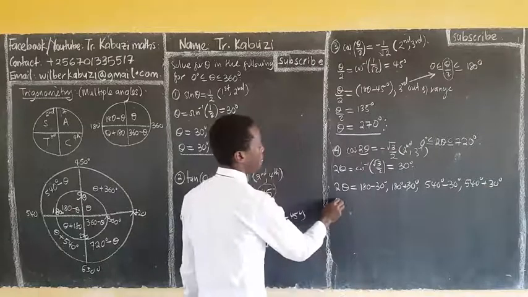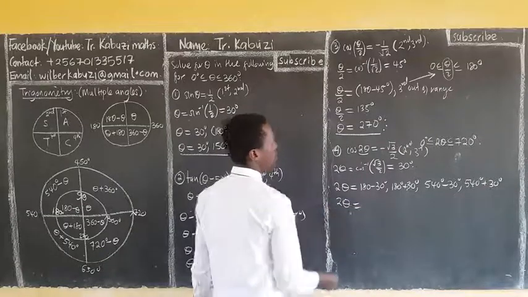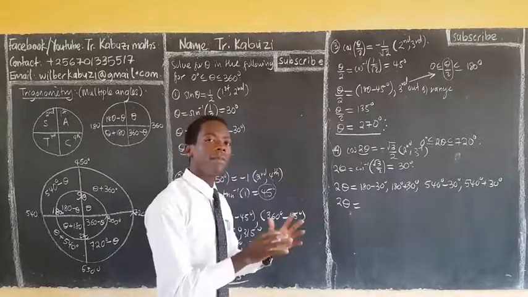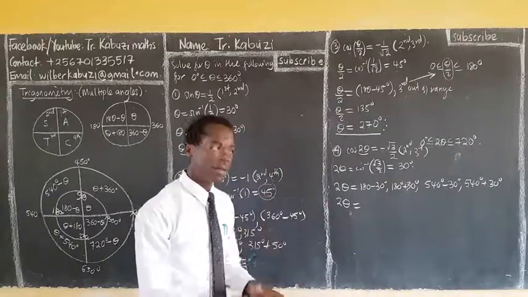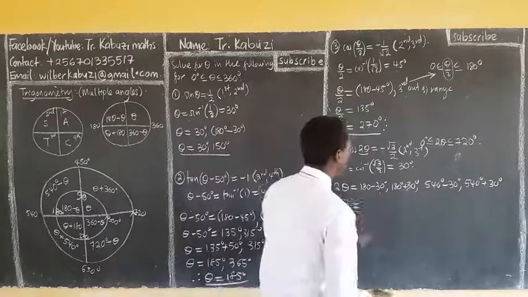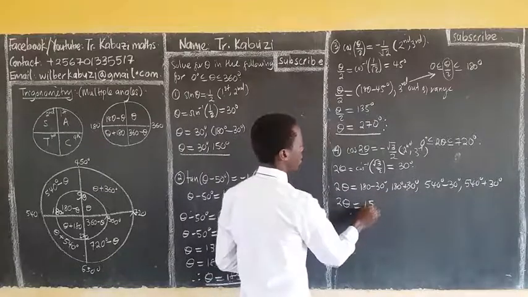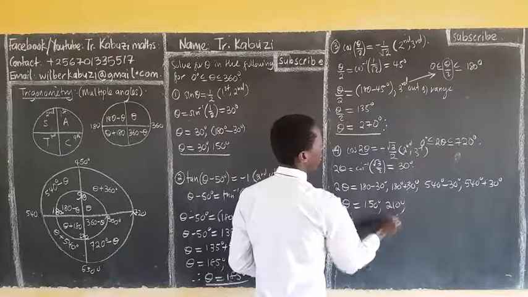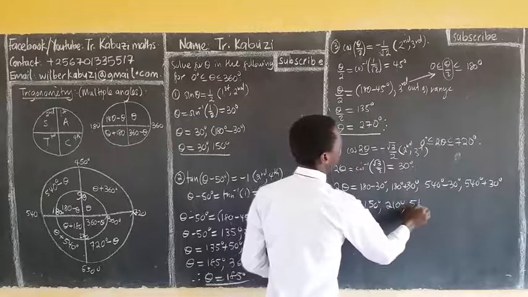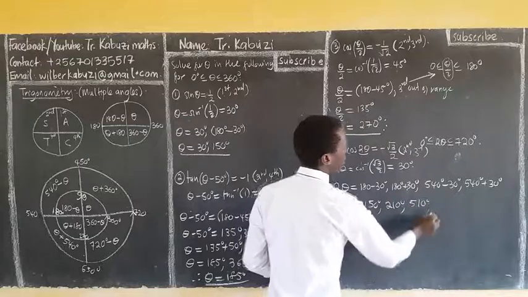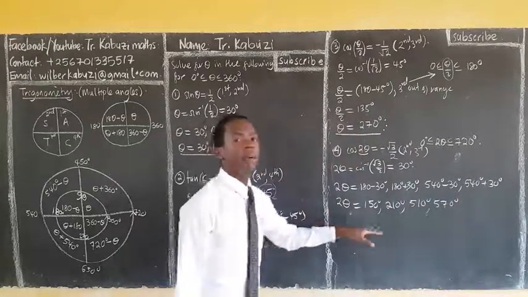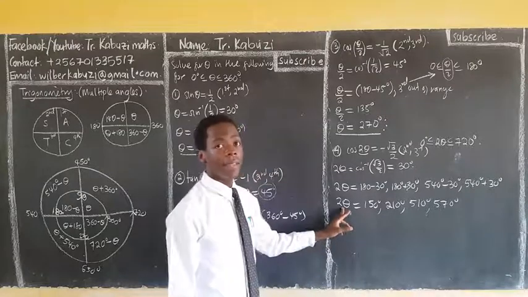And from here, my cos theta becomes, you first get all the angles before you divide through, or before you multiply, or before you add or subtract. That's why I'm getting them first. So this will be 150 degrees, this will be 210 degrees, this will be 510 degrees, and that will be 570 degrees. Then after getting all the angles, now you can divide.